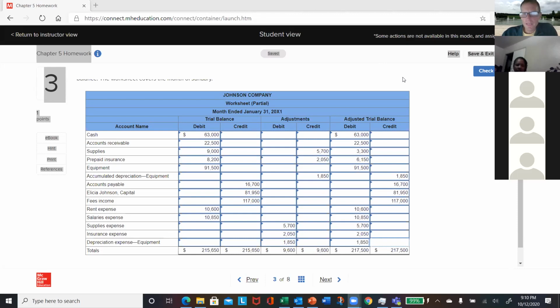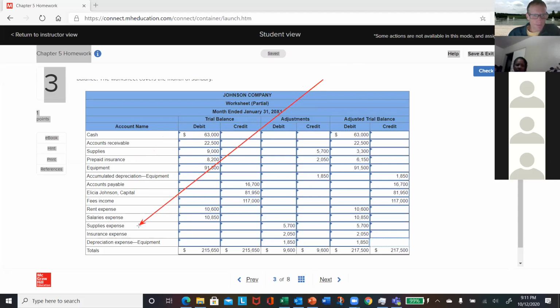These are called adjusting entries. You have to update certain ledger accounts before you get to your financial statements, because your income statement and balance sheet are impacted on every single adjustment. If you look at these adjustments, right? Supplies, prepaid, accumulated depreciation, those are asset accounts.